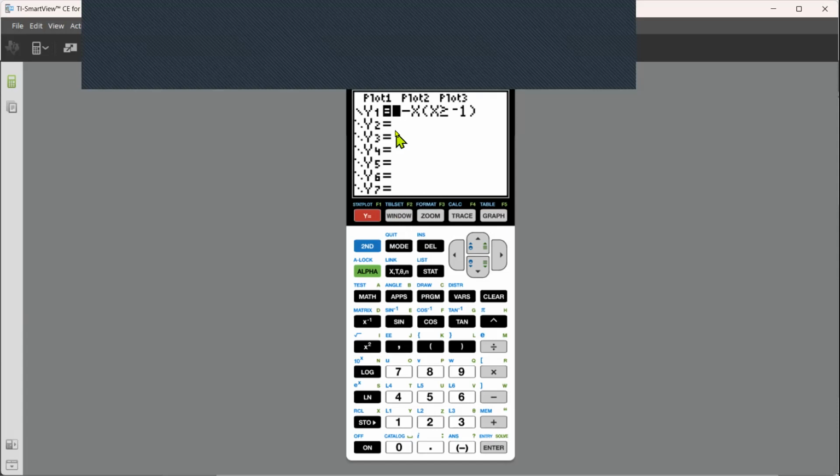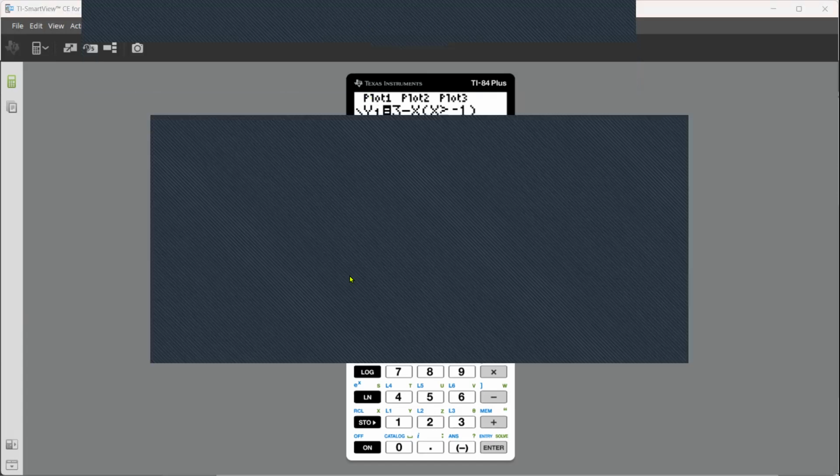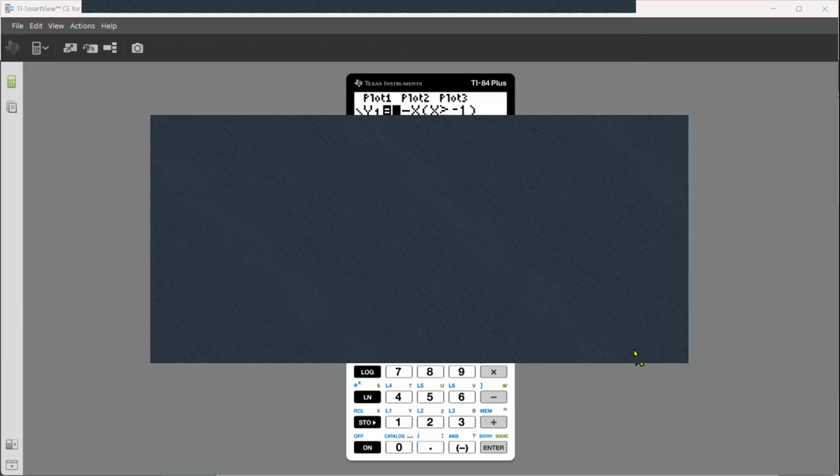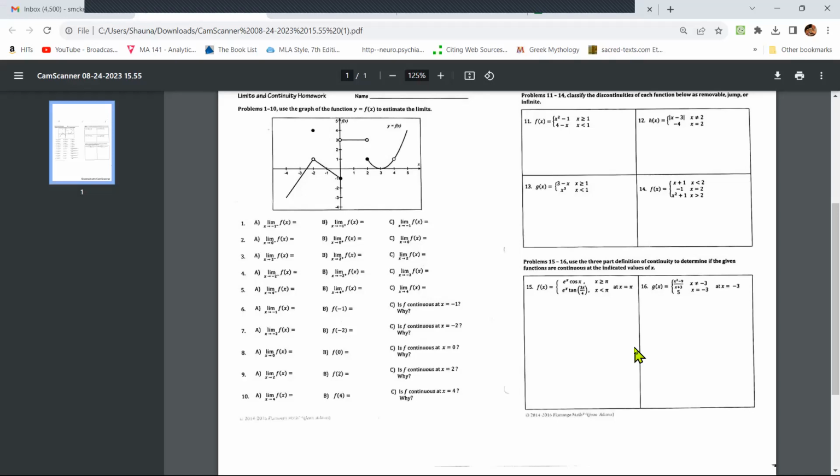Did I happen to maybe miscopy something? Hold on, because I've got something on my paper different. Oh, it's not -1, it's 1. That's a problem. Let me fix it. That's fine, we can do that. Give me a second.